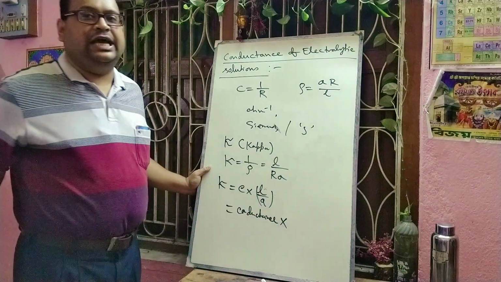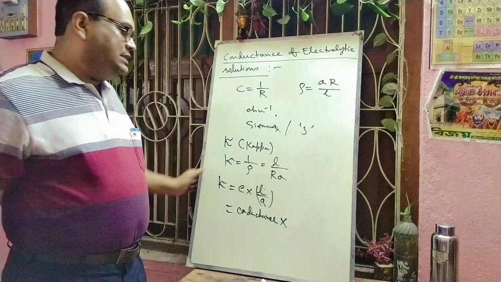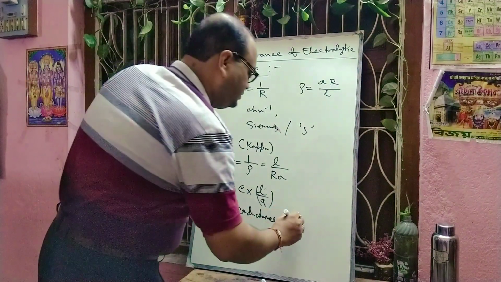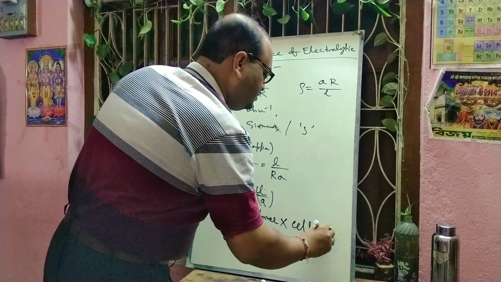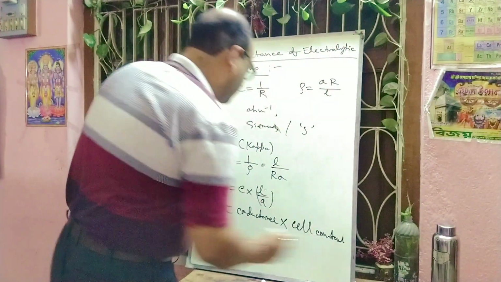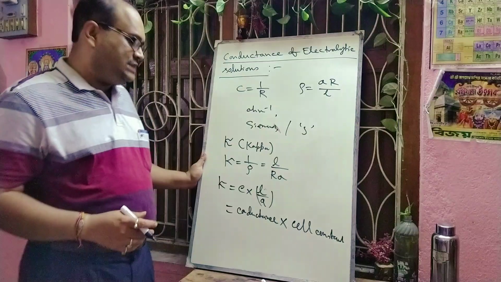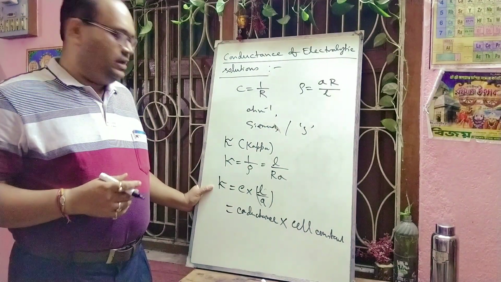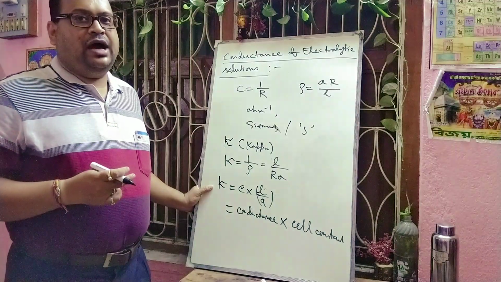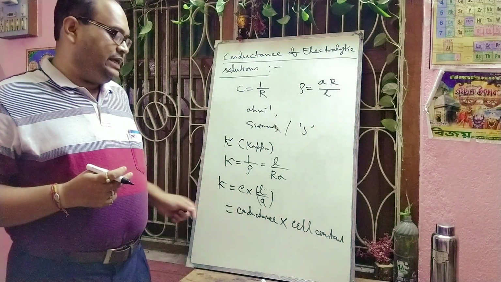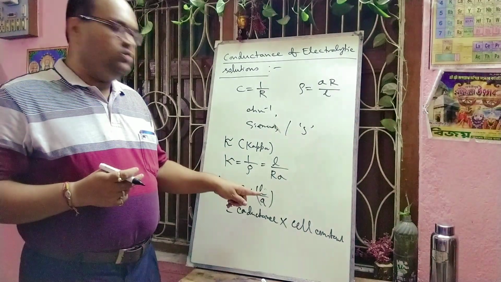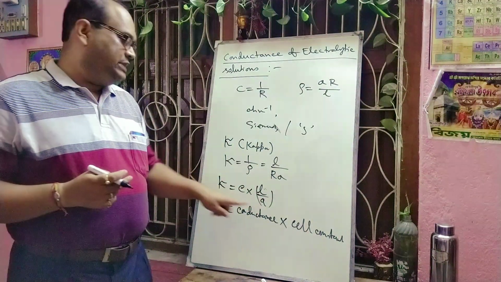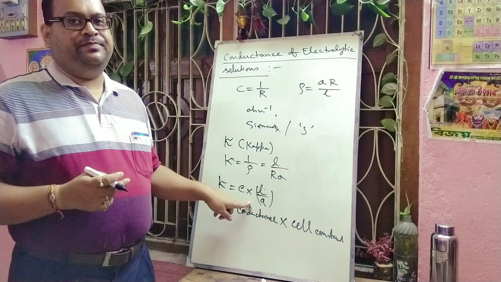And what is L by A? L is the length and A is the cross sectional area, and that is called cell constant. So by multiplying these two, conductance and cell constant, we can get kappa. Now if we take L equal to 1 meter and A equal to 1 meter square, then we can write kappa is equal to C.